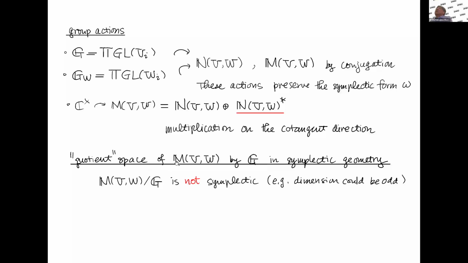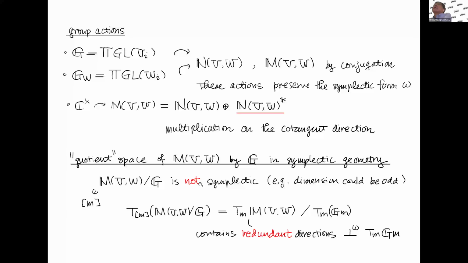So anyway, we want to consider the quotient space of M_VW by G, but not the ordinary quotient space. We want to consider the quotient space in the sense of symplectic geometry. If you just consider the quotient space in the naive way, then this is not symplectic. For example, since M_VW is symplectic, this is an even dimensional vector space. But if G is, for example, an odd dimensional group, then the dimension of M_VW divided by G is odd, because we formally consider the difference of the dimensions. So this is not the correct notion of the quotient space in symplectic geometry.